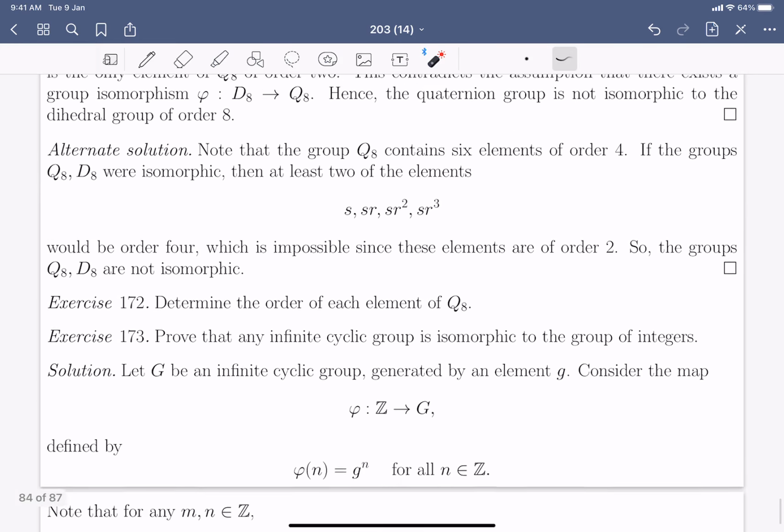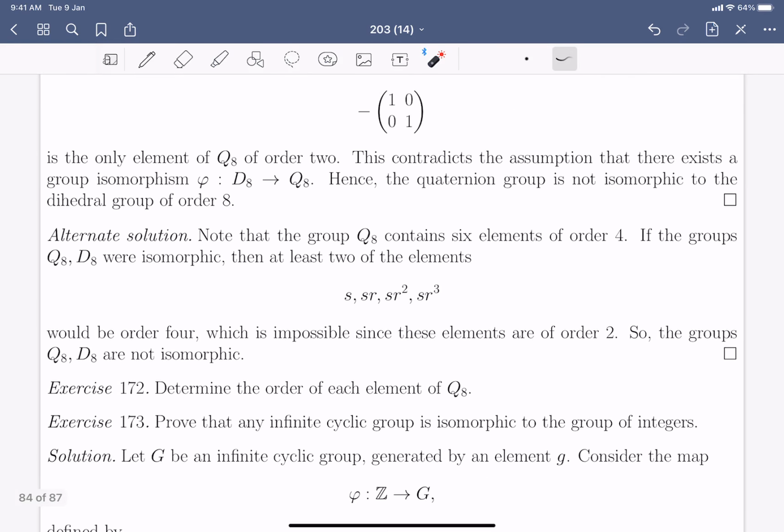As I was discussing, it's a good idea to determine the order of each element of Q8, so please do it. I'll just put it as an exercise.